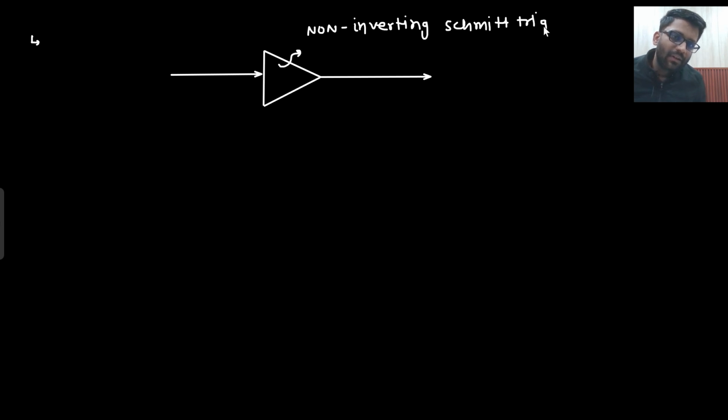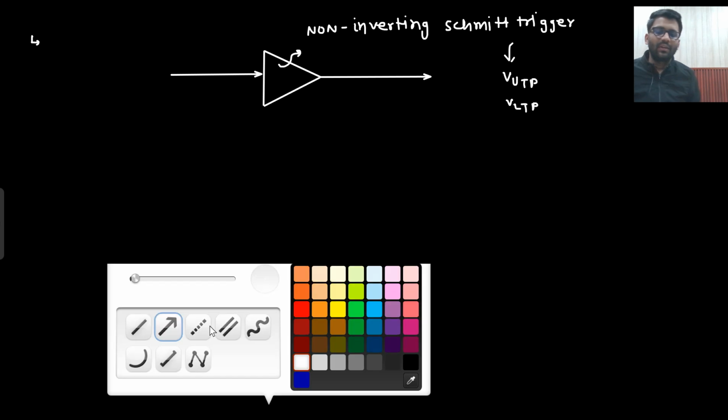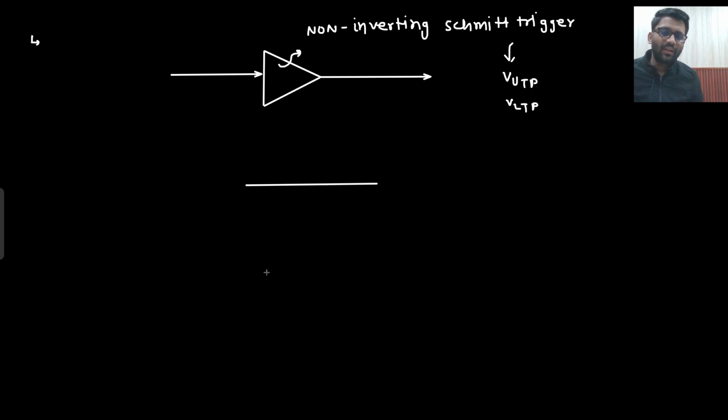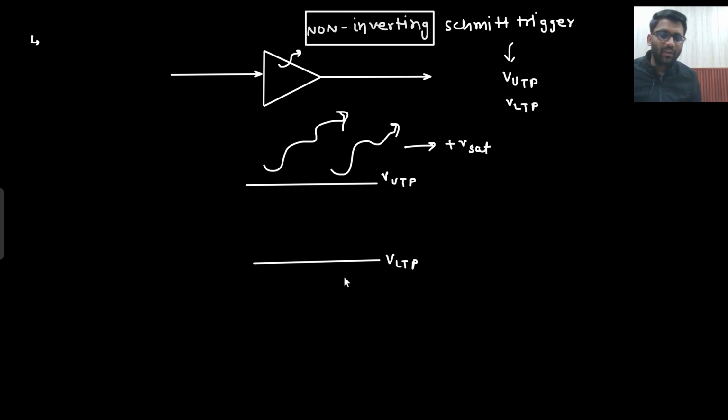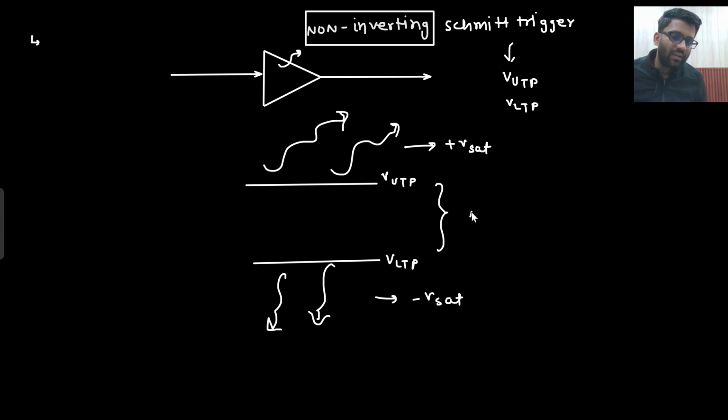They will also give that it is having two thresholds. One is UTP, other one is LTP: VUTP, VLTP. If your input is higher than VUTP, then your output will be plus V sat, since it is non-inverting. The word non-inverting is very important. And if your input is lower than LTP, then your output will be minus V sat. In between there will be a dead zone.